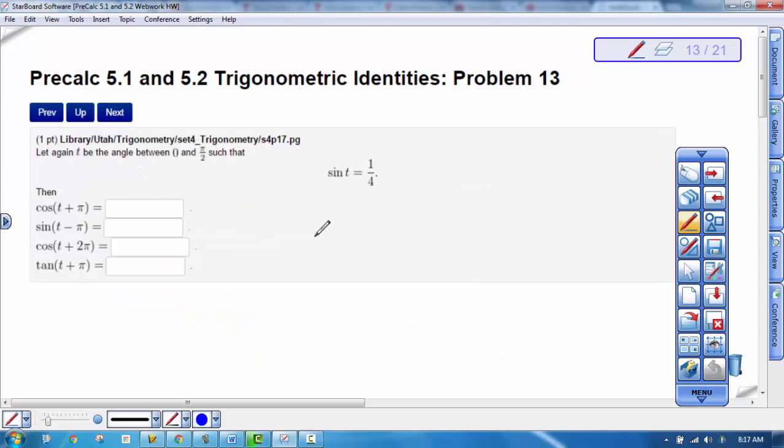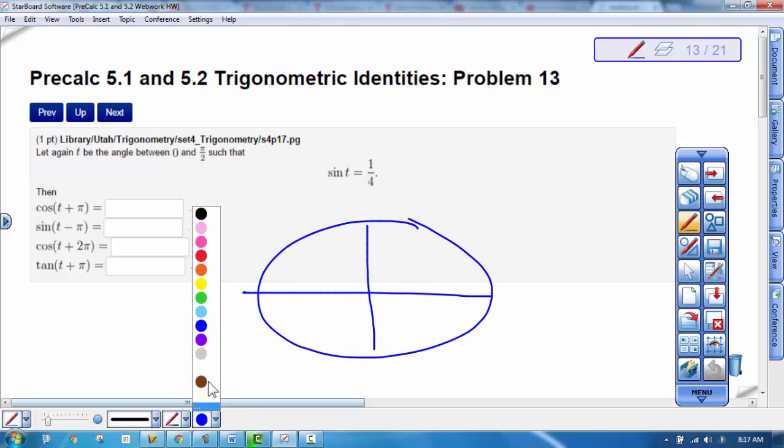Okay, the next problem gives us an angle between 0 and 90, so I'm going to draw an angle in the first quadrant. They tell us some things. They tell us that the sine of t is 1/4, so I'm going to draw this triangle right here. This is t. Sine is opposite over hypotenuse, which makes this the square root of 15 if you do the Pythagorean theorem. And they want then the cosine of t plus pi, for example.